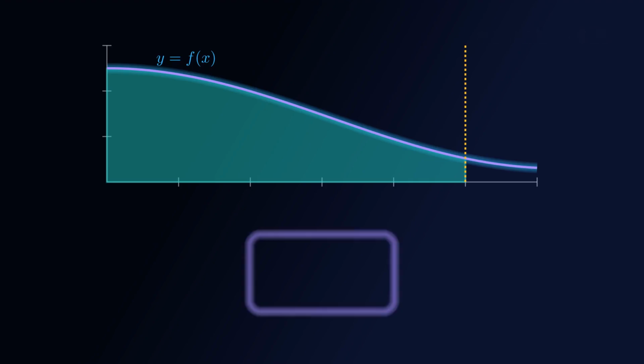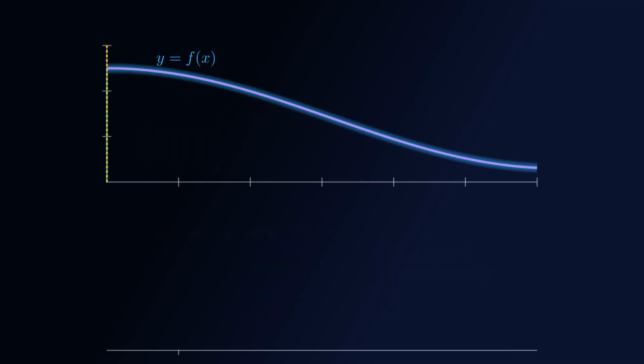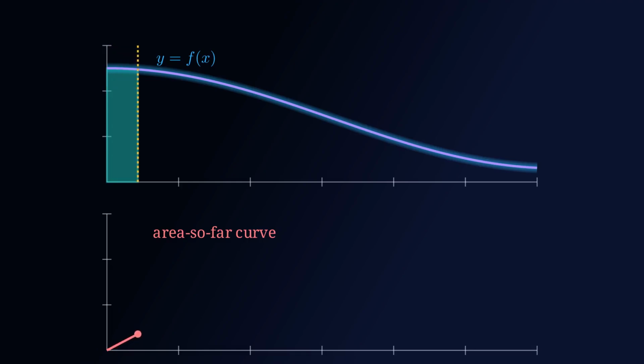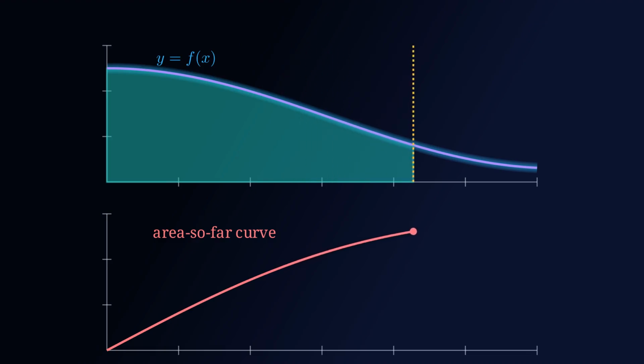Let's give this accumulated area a name, and call it the area so far function. You hand it a position along the axis, and it tells you how much area has piled up to the left of that position. It's a machine. Input a location, output an area. Now here's the beautiful move. Since this area so far value changes as we slide the line, we can plot it as its own brand new curve. Below the original curve, let's draw a second graph tracking how the accumulated area grows with position.